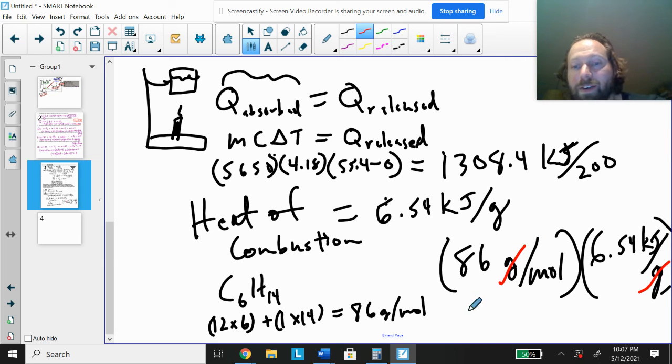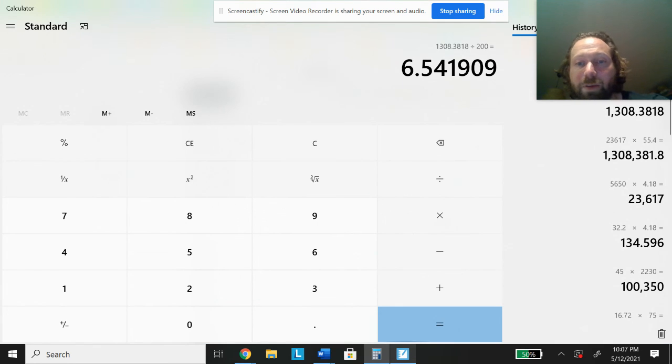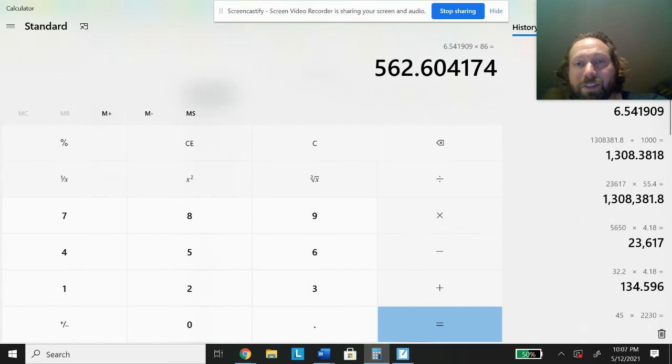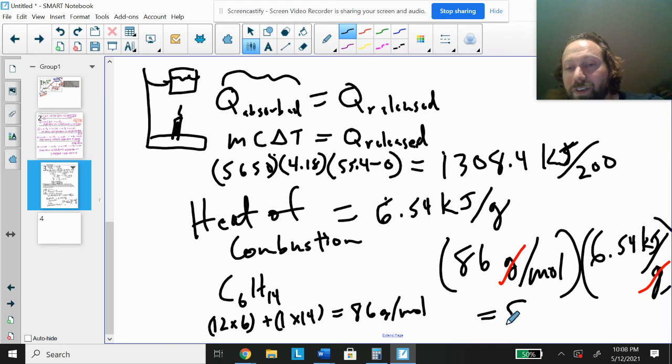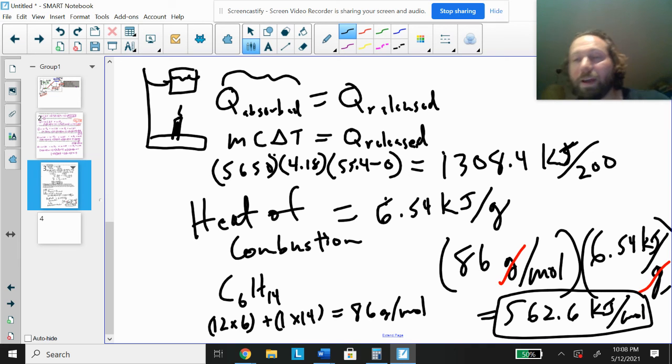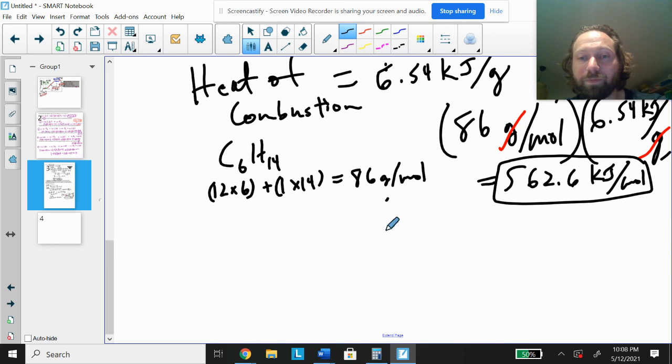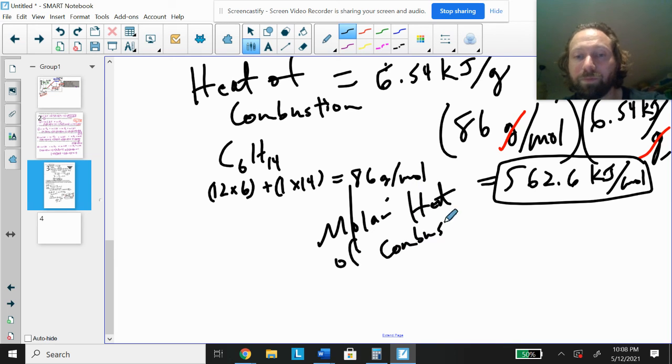We multiply 86 times 6.54 and we get 562.6, and that's kilojoules per mole. That's the molar heat of combustion. Okay, that's it.